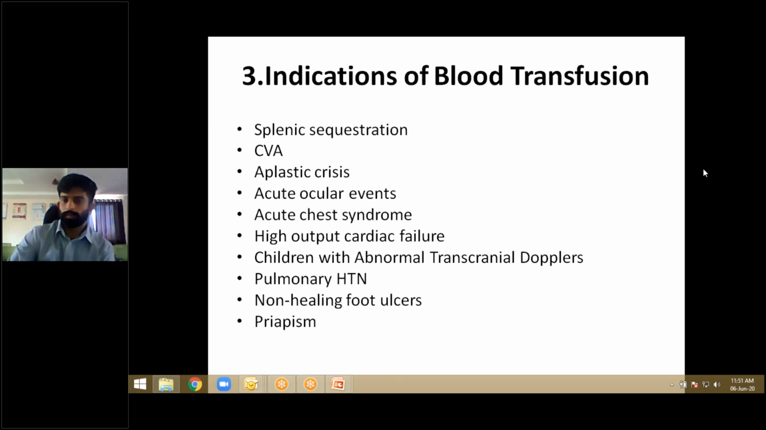Go through that again. You might need to remember these indications of blood transfusion in sickle cell anemia.